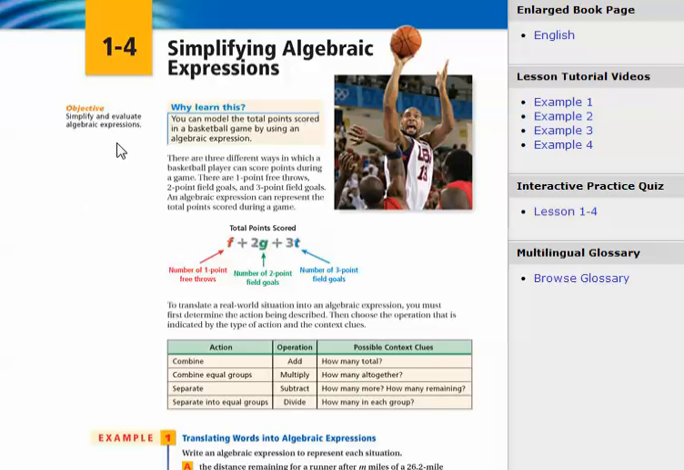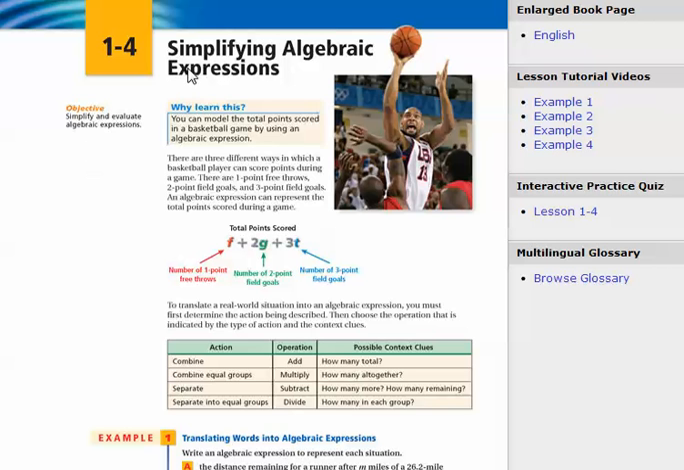All right, let's get started here with talking about the 3 sections for this week. In section 4, we're talking about simplifying algebraic expressions. Now, this is where it really starts to get interesting, and a lot of the algebraic concepts are here.